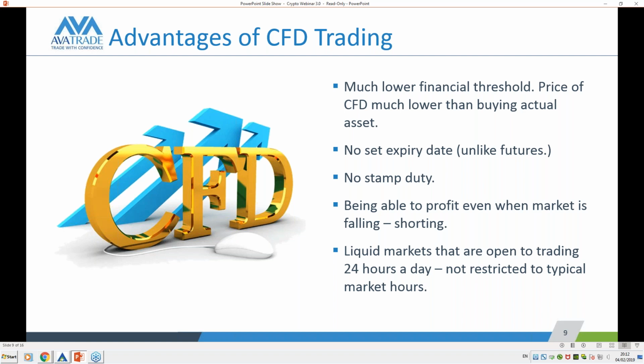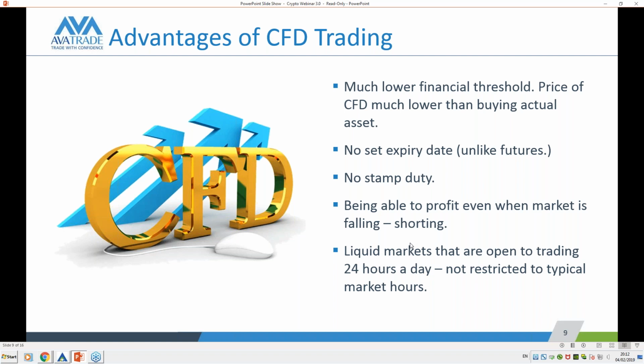So it's the interesting aspect that you can profit in both directions, which is the same with any other asset when it comes to CFD trading. And also, the markets are available 24 hours a day, right?